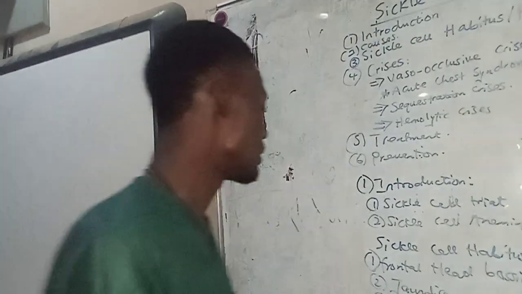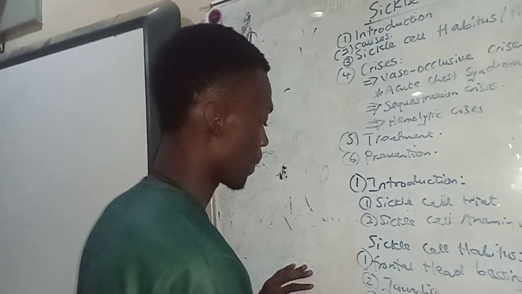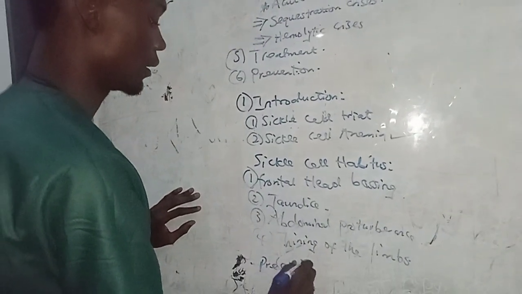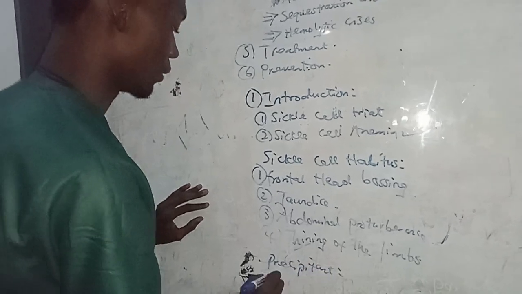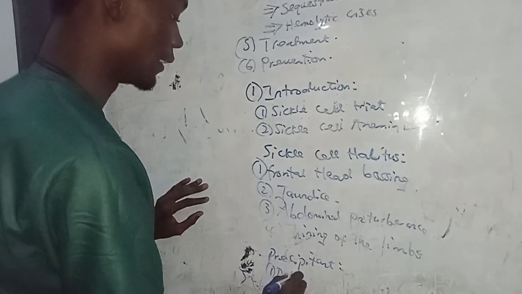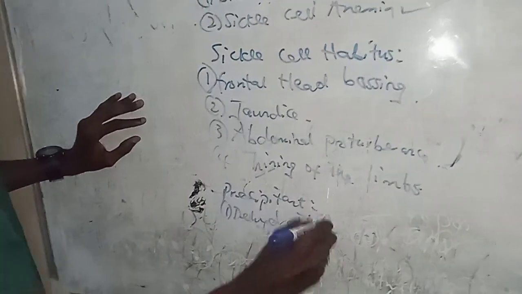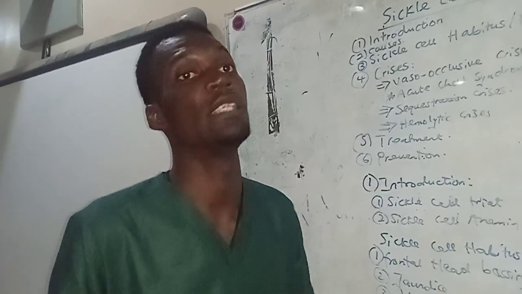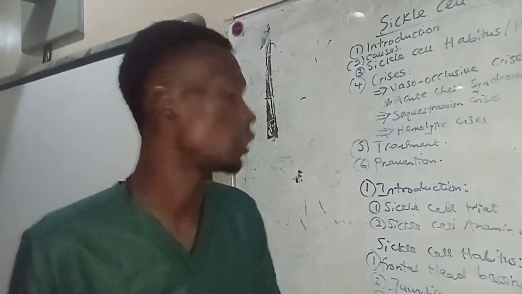So when the patient is exposed to a precipitant, so number one, when the patient is dehydrated, it will precipitate symptoms of the crisis. So if you know any sickle cell patient, always make sure that they receive enough fluid and they should not be dehydrated. So the number two cause is hypoxia.